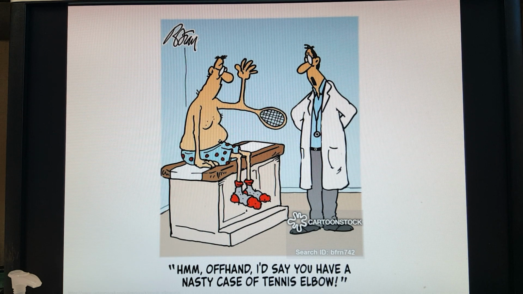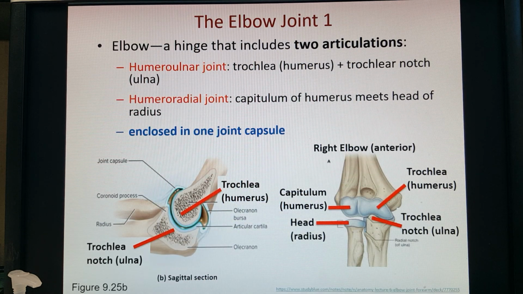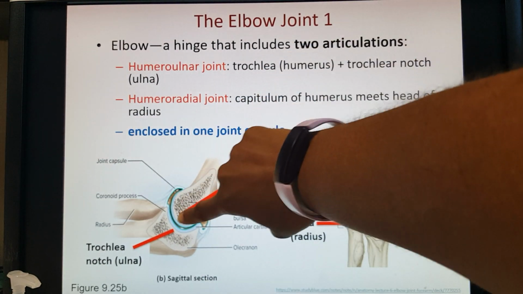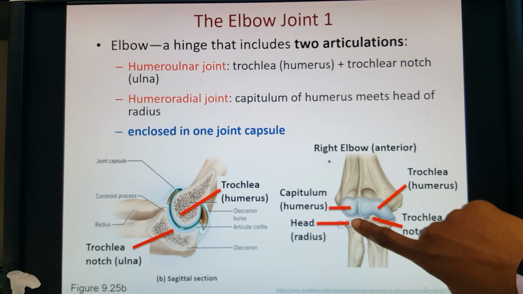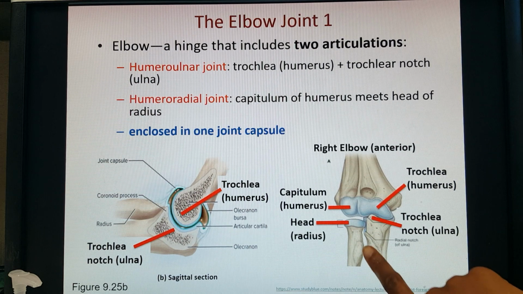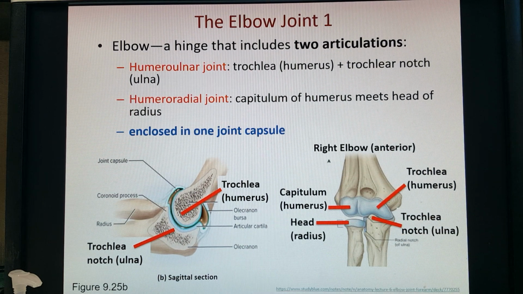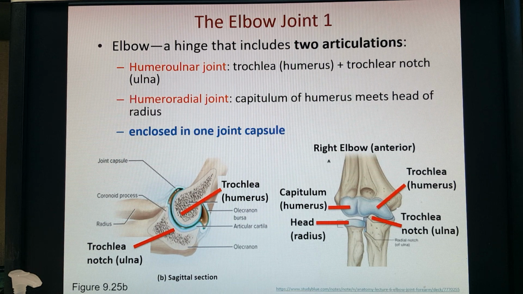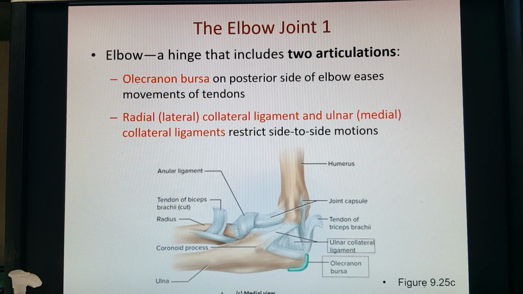Okay, next one, elbow. So again, we have two articulations in one joint capsule. Here we have our humerus, and then you have two joints created: the first joint between your ulna and your humerus, the other joint between your radius and your humerus. So again, a bunch of more ligaments and tendons help keep and support it structurally since it is just hanging off your body.